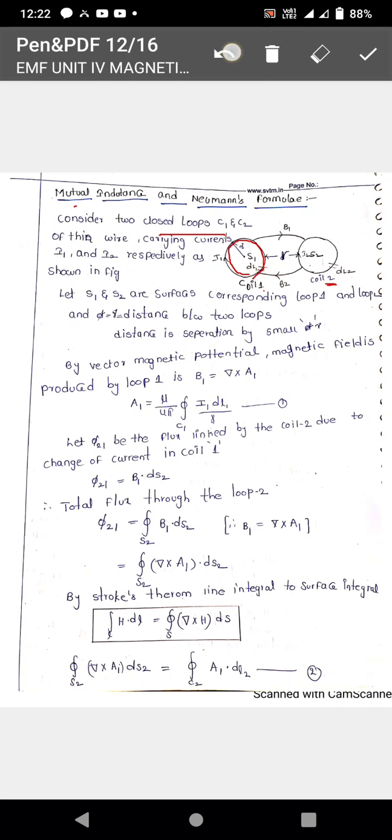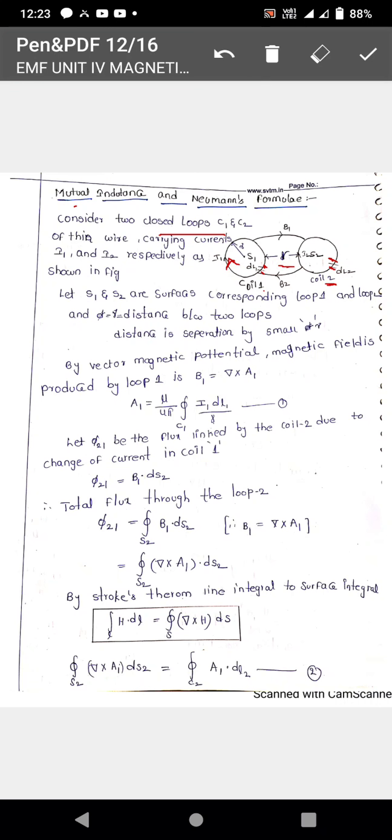The current through coil 1 is I1, that we have to remember. The current through coil 2 is I2. A small length in coil 1 is dl1, and a small length in coil 2 is dl2. The distance by which they are separated is small.